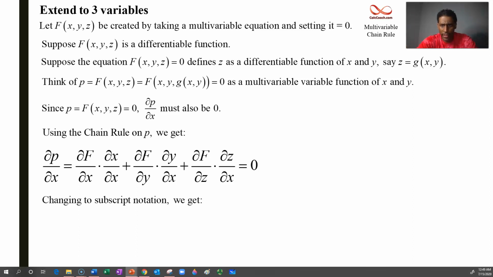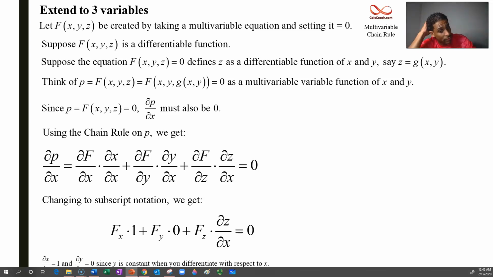Let me substitute, going back in and changing to subscript notation because it's so much easier to deal with. So F's partial with respect to x is F sub x, times 1, del x, del x. F sub y is F's partial with respect to y, but it's times dy dx, and that's going to be 0. And then F's partial with respect to z is times dz dx, and that's what we have to solve for. You see, why is the y partial with respect to x equal to 0? Because you're supposed to hold y as a constant, and so its derivative with respect to x is 0.